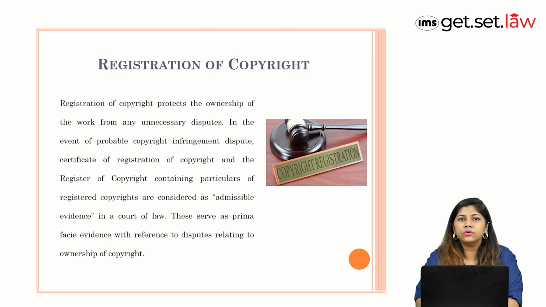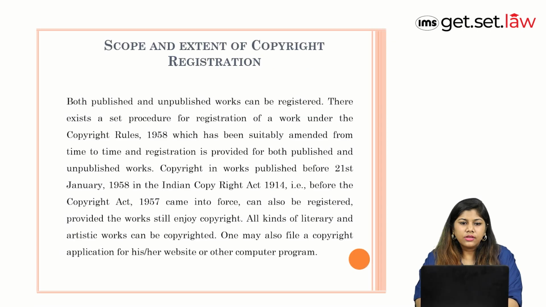I have used two words here, ownership and authorship. When we talk about ownership and authorship, they can be similar as well as different. Overall, when we talk about the scope and extent of copyright registration, there are two kinds of works. One is published, one is unpublished. They both are subject to registration. There exists a set procedure for registration of a work under the Copyright Rules of 1958, which has been suitably amended from time to time, and registration is provided for both kinds of work, published and unpublished.